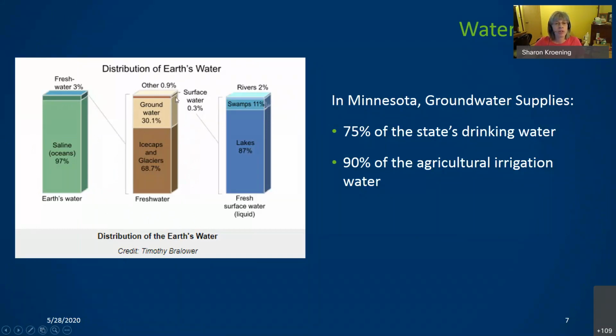So even though we're the land of 10,000 lakes, this little blip of a bar shows that under 0.5% of the Earth's water is actually stored in streams and lakes. And in Minnesota itself, groundwater is a very important water resource, and it supplies 3/4 of the state's drinking water and 90% of the water that we use to grow our crops.